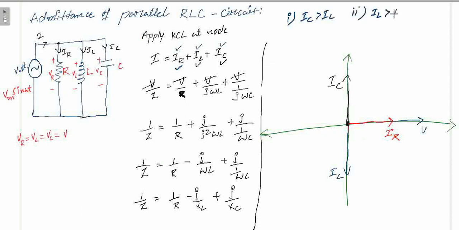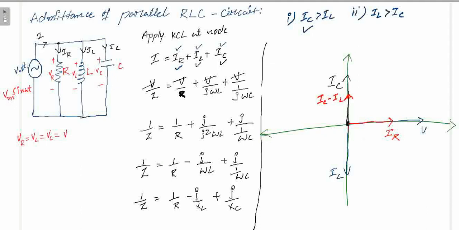If IC is greater than IL, according to the value of your inductor and capacitor, then the phasor will be on this path only, but that will be at this point below the IC. This is the point of IC minus IL when IC is greater than IL.